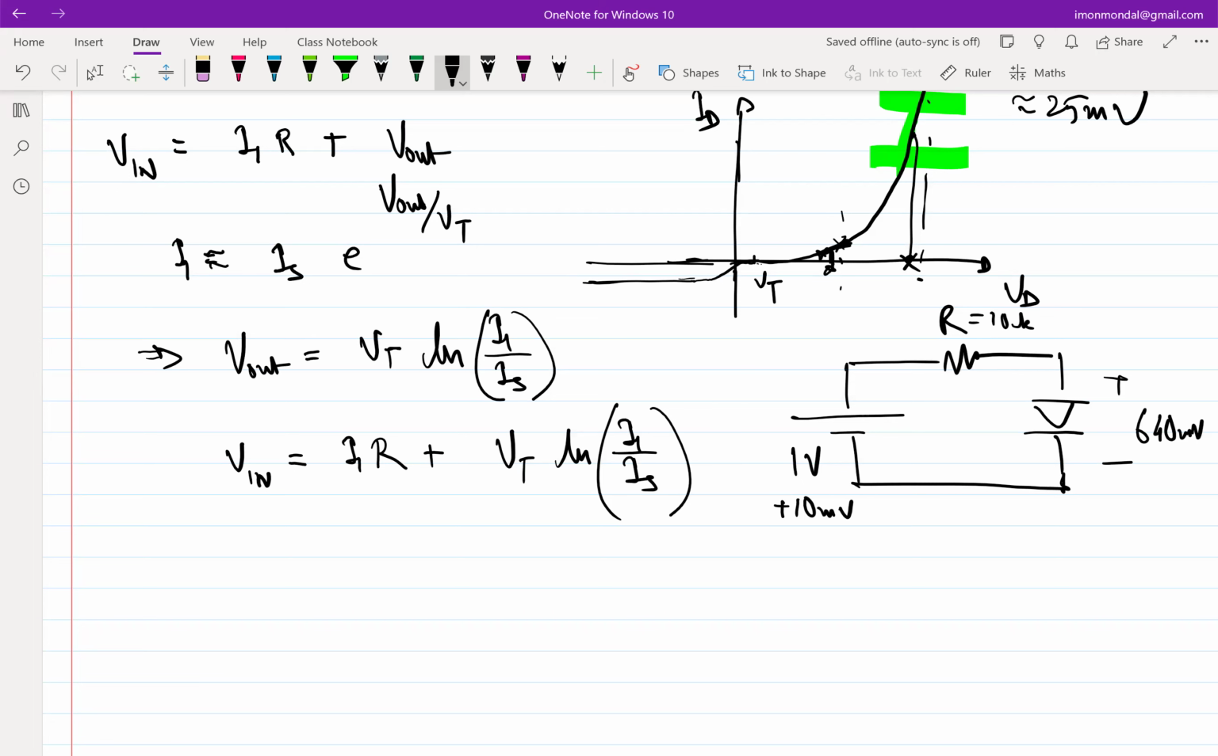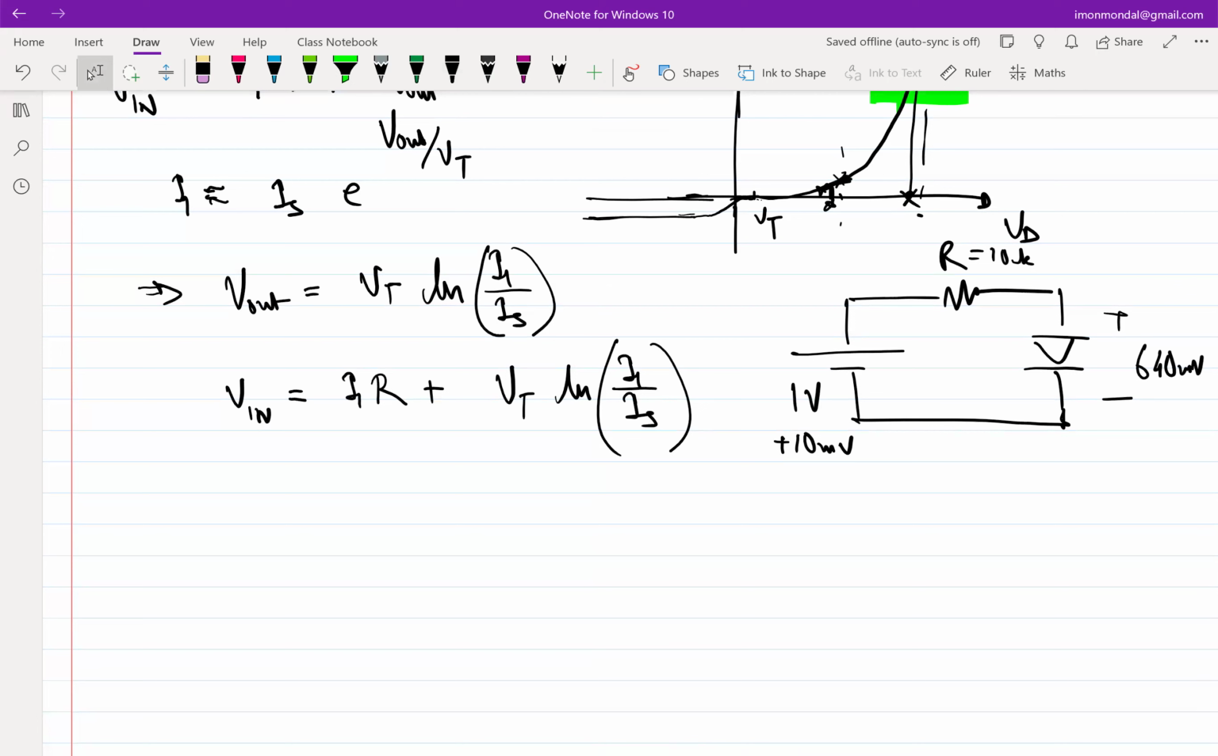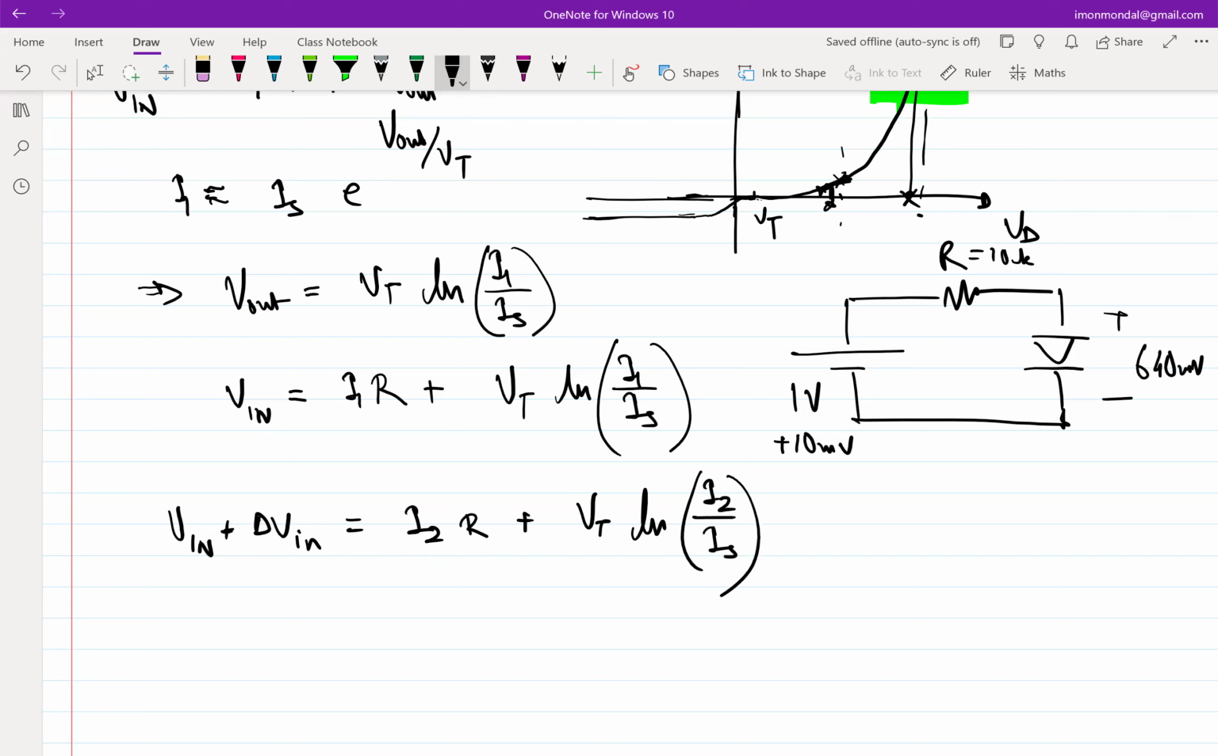So essentially, if I change V in to V in plus delta V in, I will have a different current. I'll have I2R plus Vt ln of I2 over Is. But what I'm interested in is, can you give me a quick approximation of how much this I2 will be, given that I already know I1?